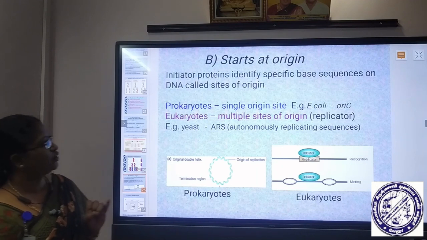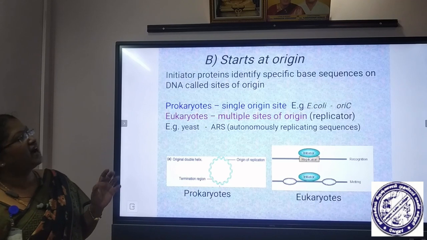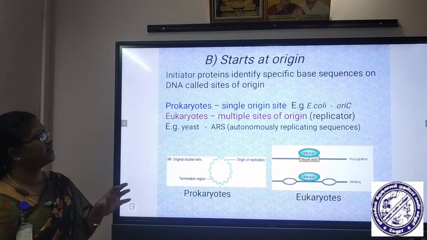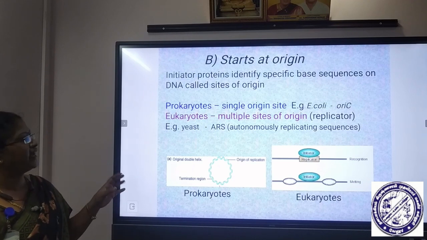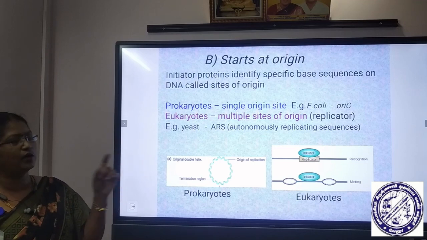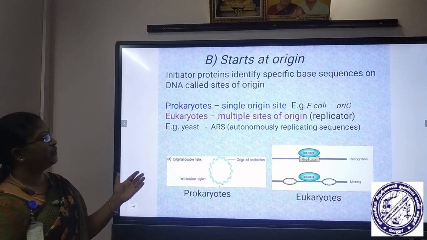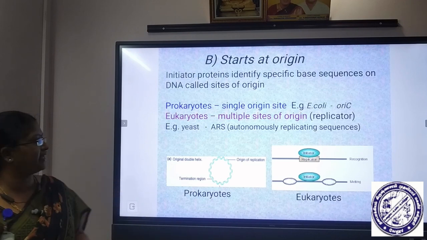Then, the second rule is that it starts at the origin. Initiator protein identifies a specific base sequence on DNA, and that site is known as the origin point. In prokaryotes, a single origin point will be there, for example, in E. coli, OriC. Whereas in eukaryotes, multiple sites of origin are there, known as replicators.